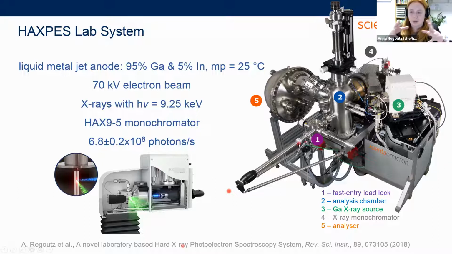It's also a little bit more compact. You don't have a synchrotron on the other end. But that's been really exciting for the community because it means we have more opportunities to do these measurements beyond what is available at the 25 or so synchrotron end stations.